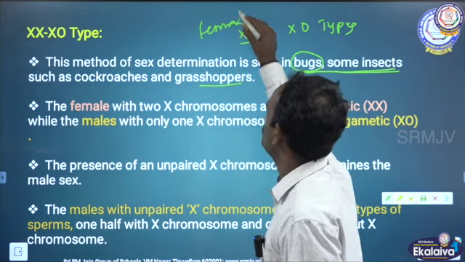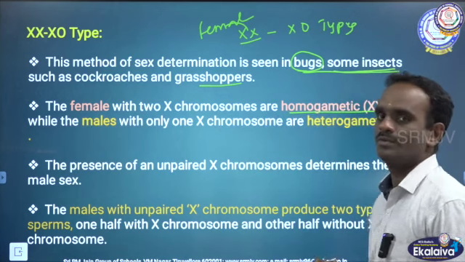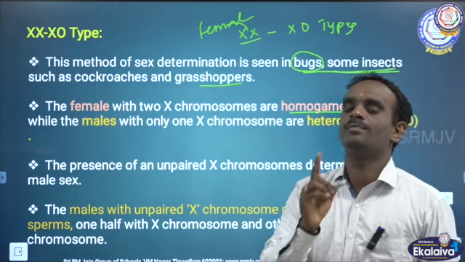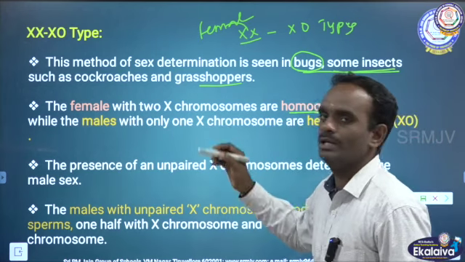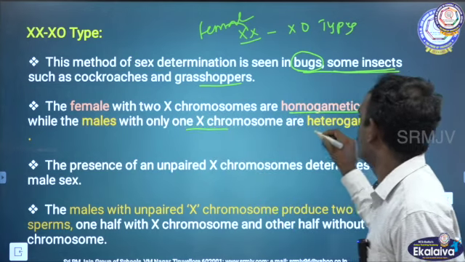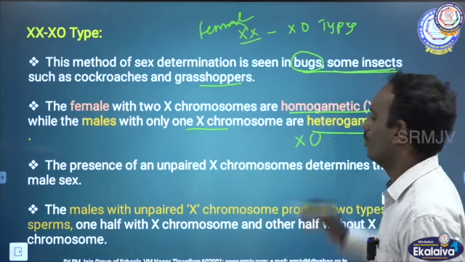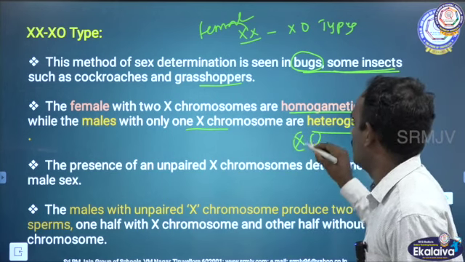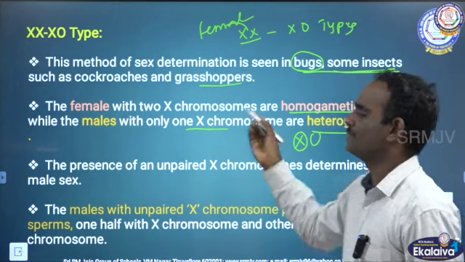The females having 2 X chromosomes are homogametic. Homogametic means they produce similar gametes, while the males with only 1 X chromosome are heterogametic, that is, one X and another one is O. So, having only 1 X, it is dissimilar, then it is called heterogametic.